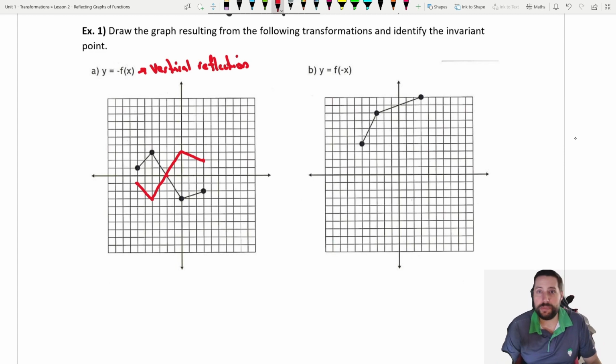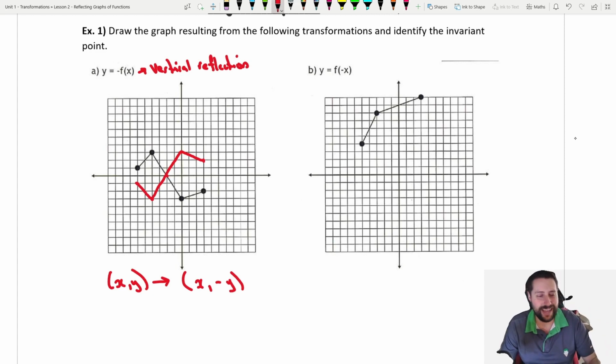The last bit there was to identify the invariant point. Again, from (x, y), we've done the flip, so now it's (x, negative y). The invariant point in this case is wherever this graph crosses the x-axis. So negative 2 and 0 is the invariant point.